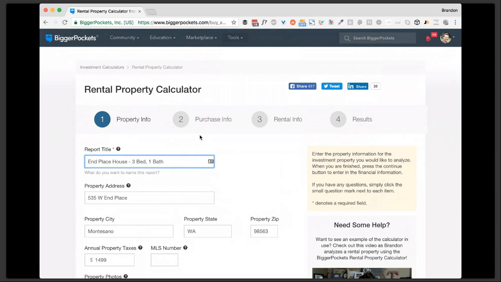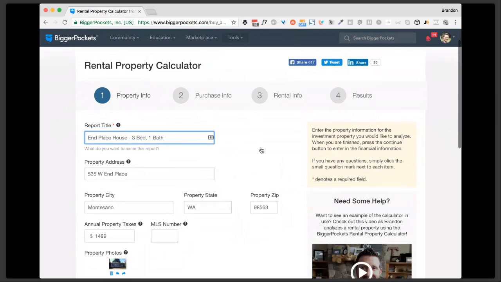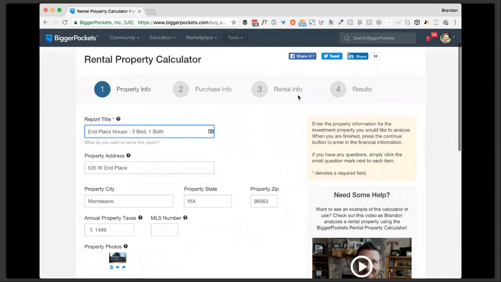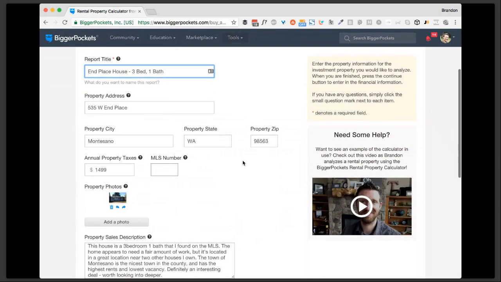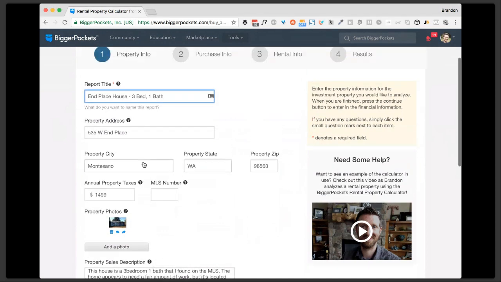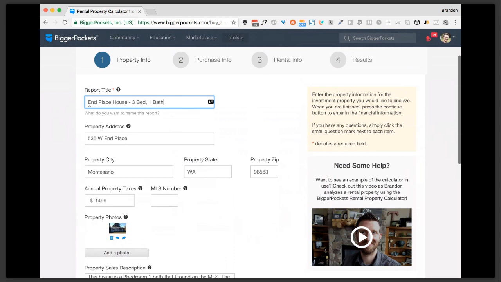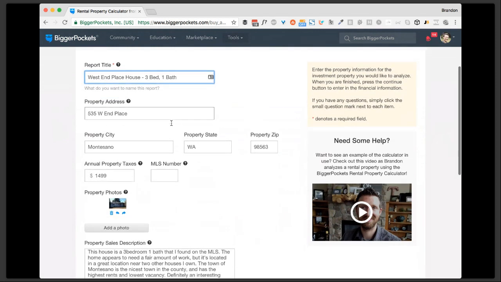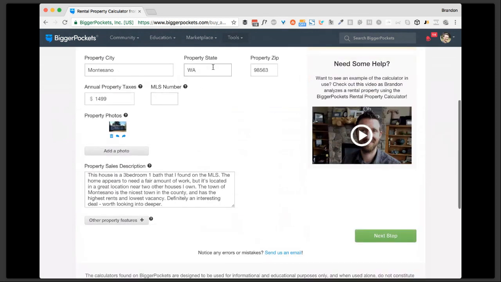So here we go. The calculator is very simple to run. Basically, there's 3 pages, 1, 2, 3, and then page 4 with results. We're just going to go through, and I already pre-filled it so it'd be even quicker. But in reality, you can fill this out in under 5 minutes. So you call it a report title. I call it the West End Place House, 3-bedroom, 1 bath. Okay. Property address, 535 West End, Montesano, Washington.